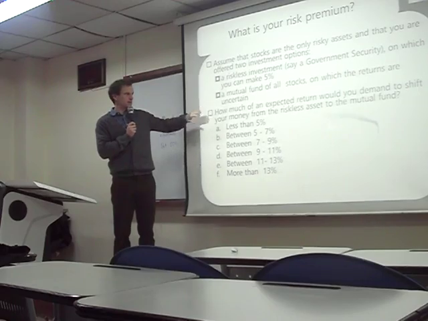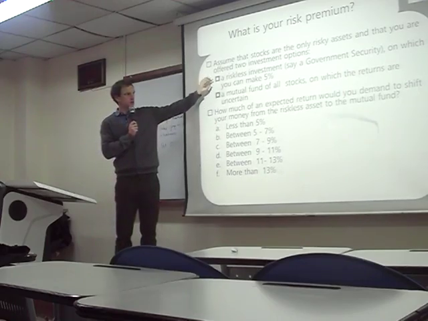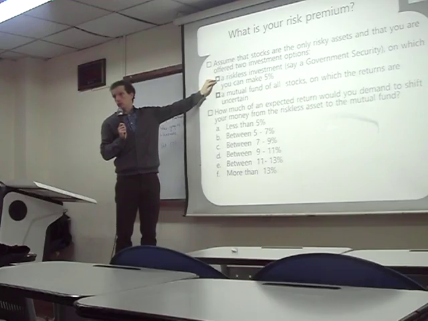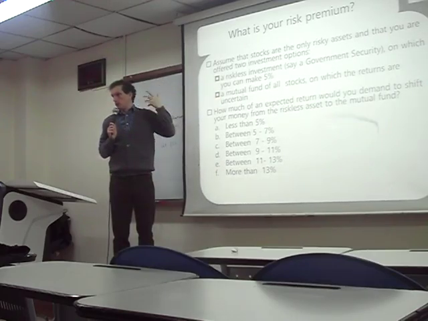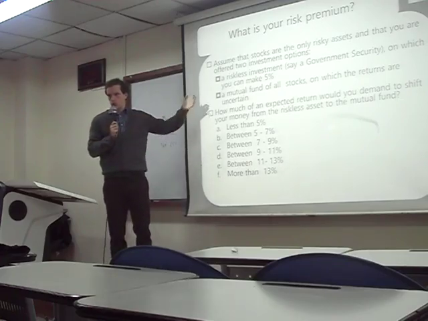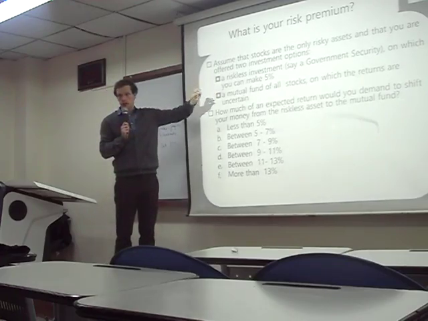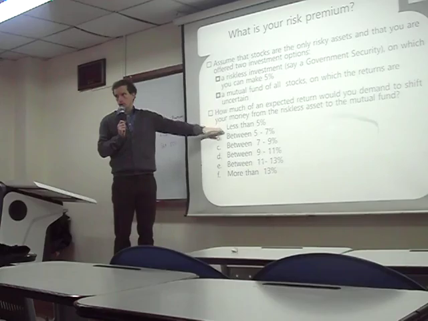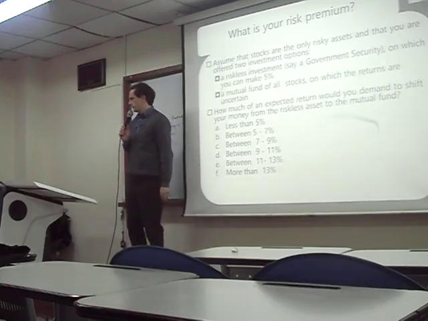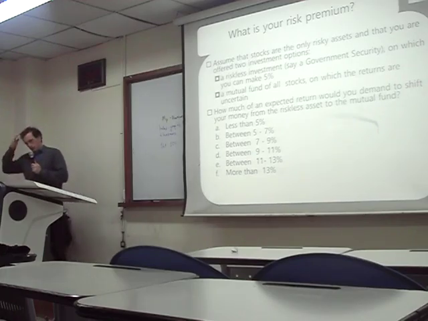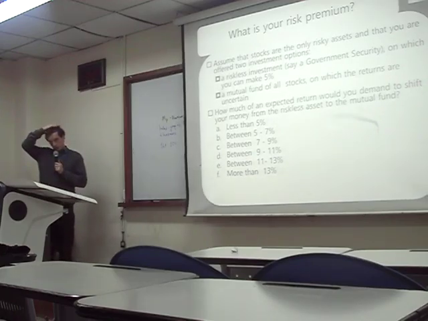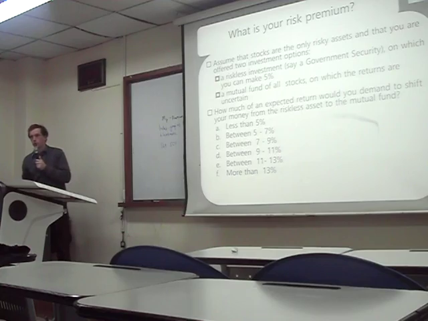So discuss with your partner, what is your risk premium? Assume that stocks are the only risky asset and you have two options. A riskless investment, the US government bond, you can make 5%. A mutual fund of all stocks, let's say the S&P 500, and the returns are uncertain. How much of an expected return would you demand to shift your money from the government bond? You can get 5% in the government bond, okay? And then you have to change your money to the S&P 500.